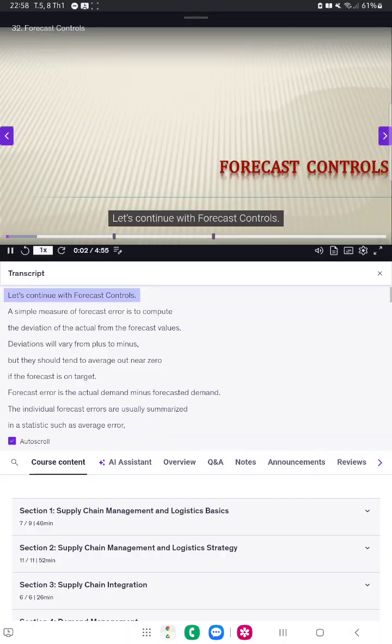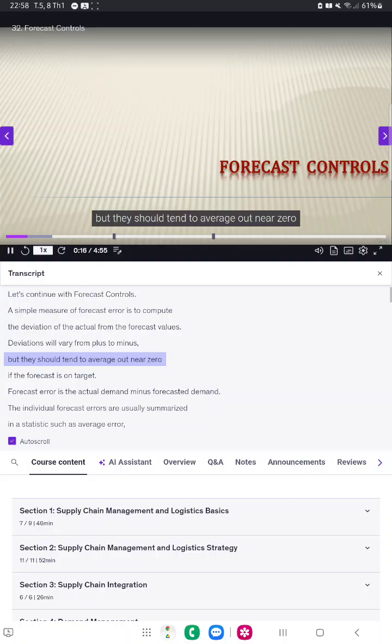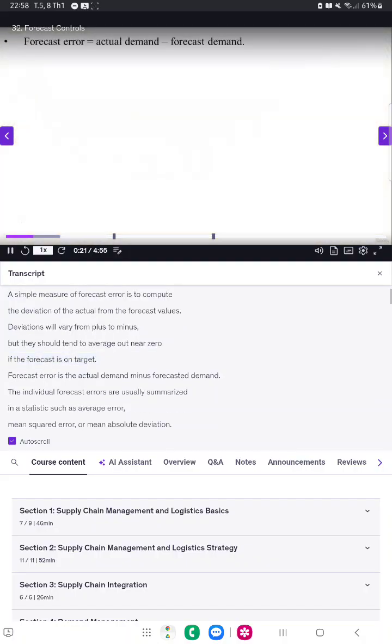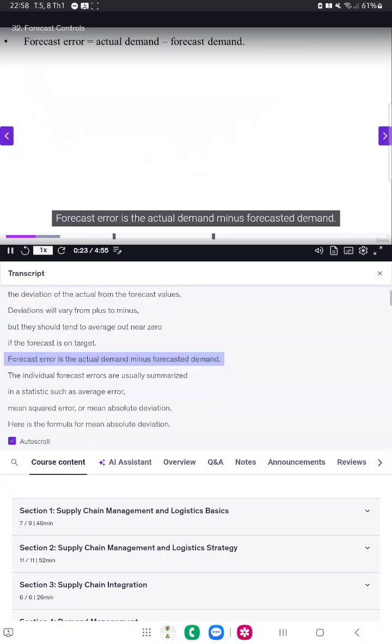Let's continue with forecast controls. A simple measure of forecast error is to compute the deviation of the actual from the forecast values. Deviations will vary from plus to minus, but they should tend to average out near zero if the forecast is on target. Forecast error is the actual demand minus forecasted demand.